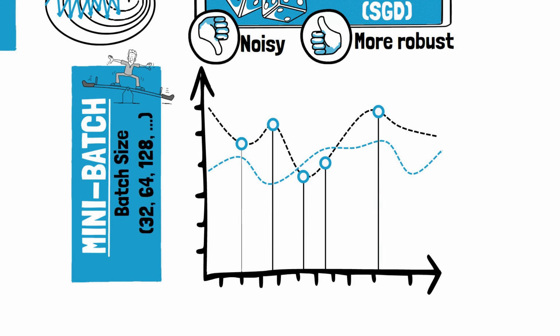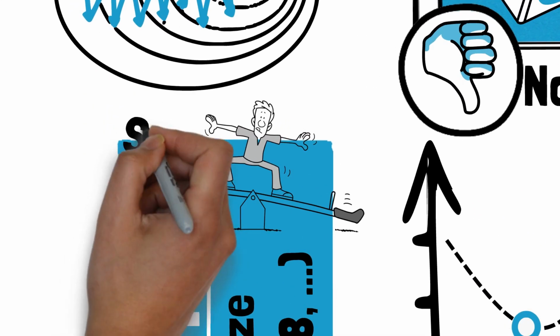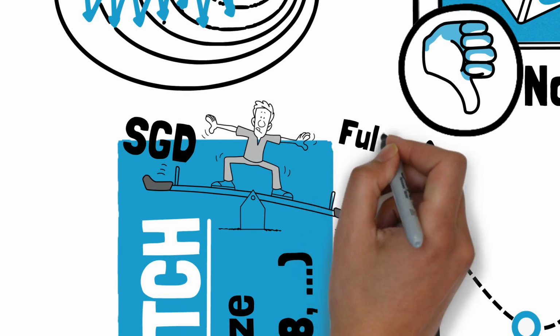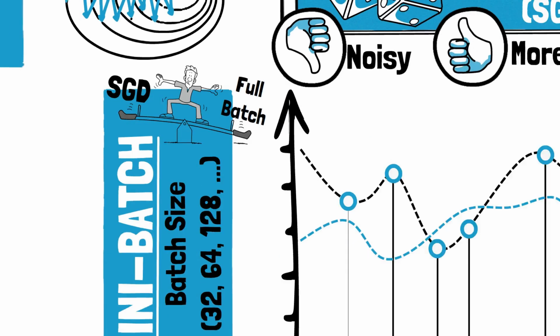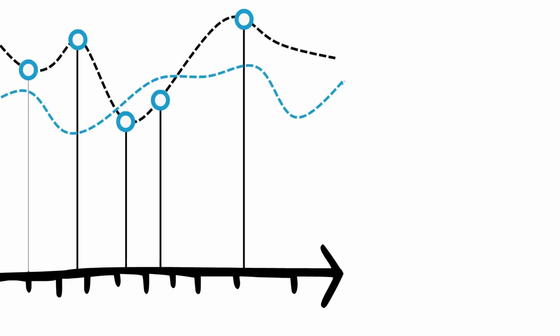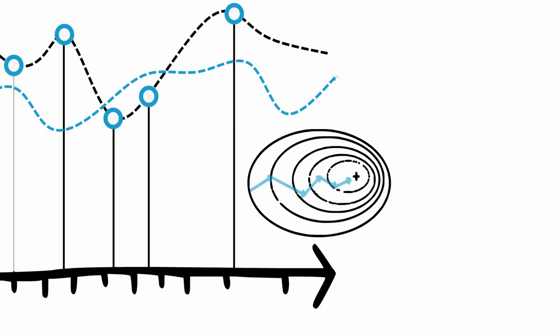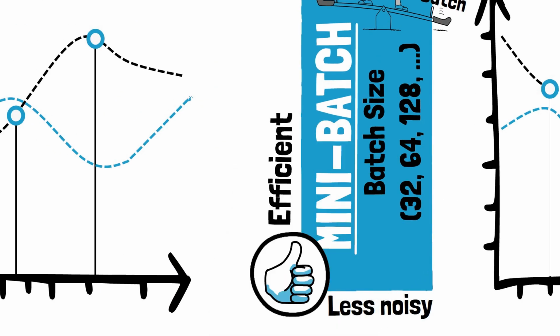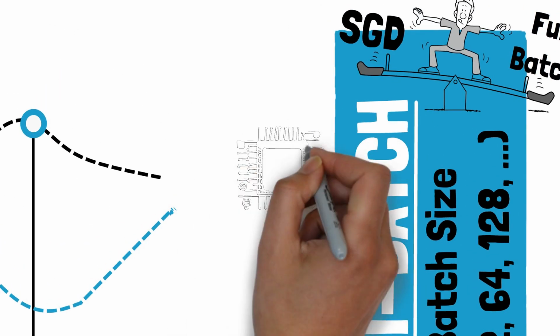This approach combines the computational efficiency benefits of SGD with the stability of full batch updates. The average gradient across a mini batch tends to be less noisy than SGD, leading to more stable convergence, while still being computationally efficient and able to benefit from parallel processing capabilities of modern hardware such as GPUs.